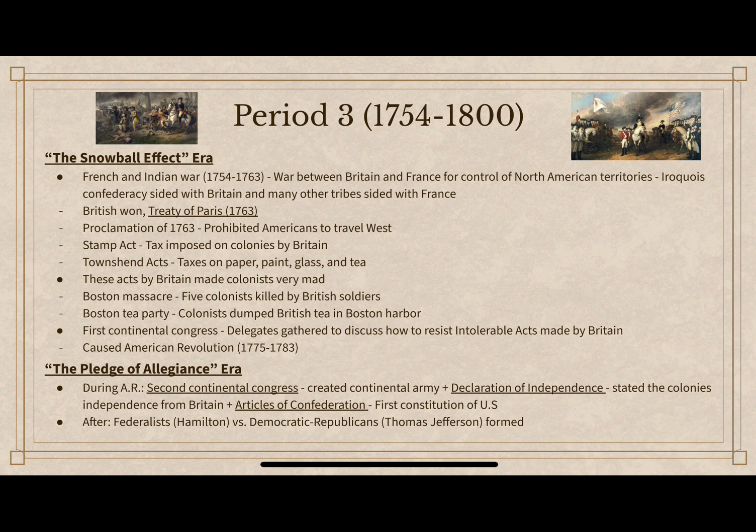Democratic Republicans, on the other hand, were led by Thomas Jefferson, and they favored strong state governments, supported strict interpretation of the Constitution, emphasized agriculture and rural life, and were Francophiles, meaning they were pro-French.